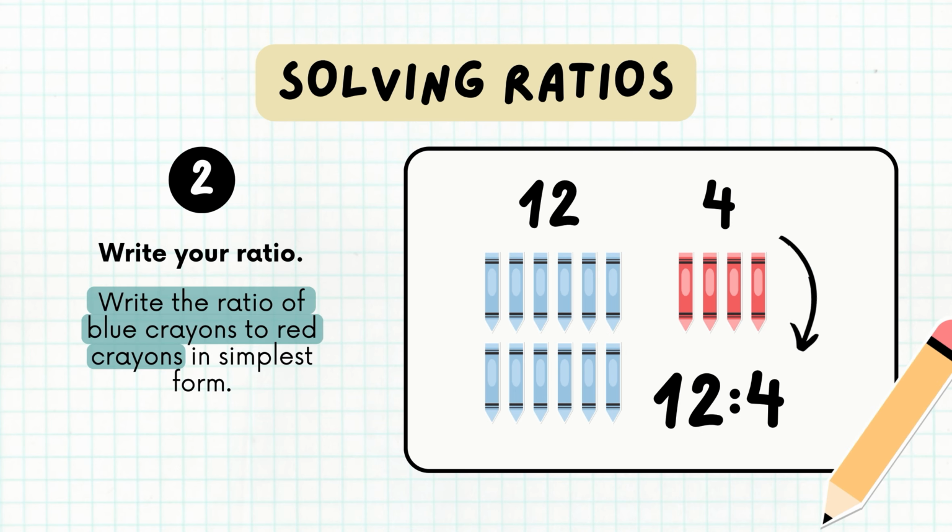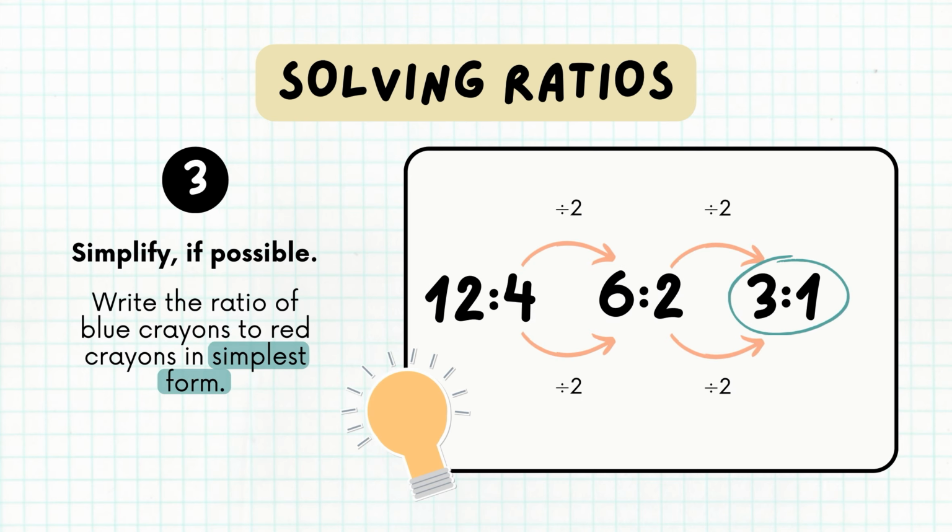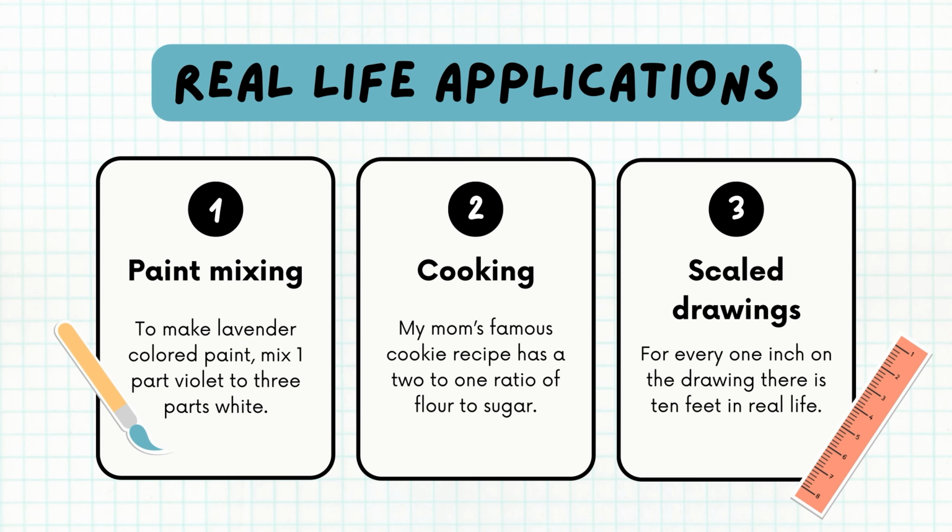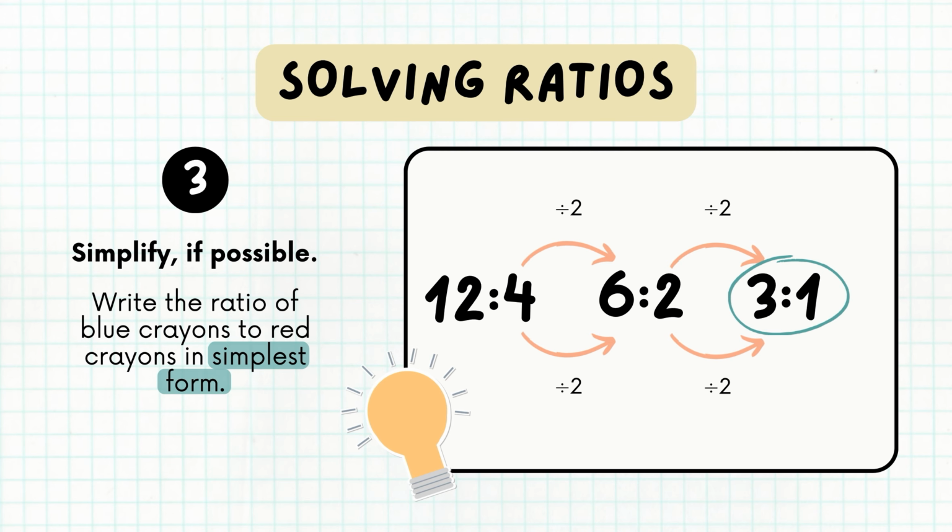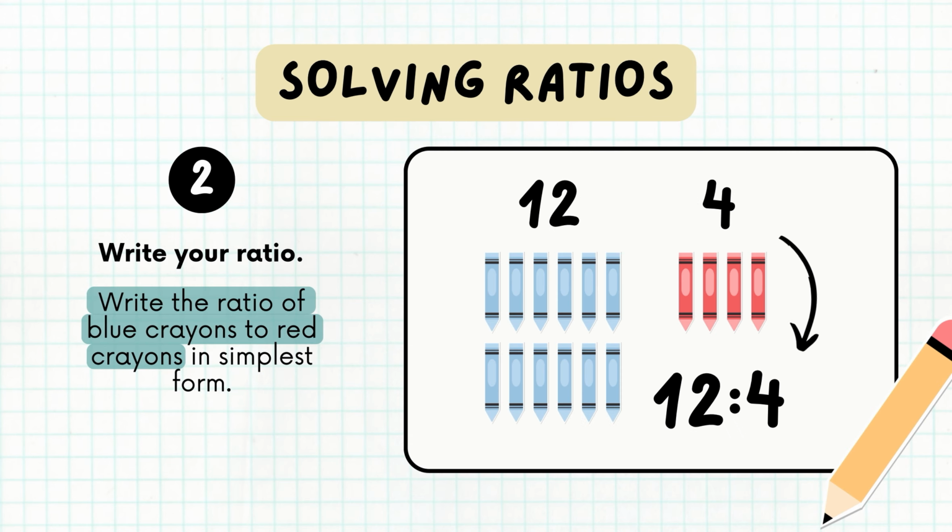We can see here that we have 12 blue crayons and 4 red crayons. Then you write your ratio. Write the ratio of the blue crayons to the red crayons in the simplest form. So that's 12 to 4. Simplify if possible. 12 to 4 can become 6 to 2, and 6 to 2 can become 3 to 1. So 3 to 1 is our ratio of blue crayons to red crayons.